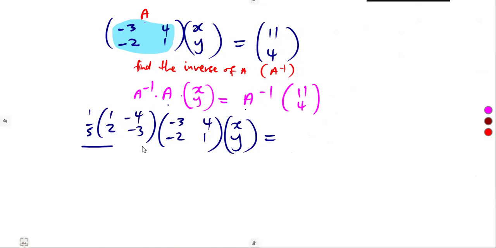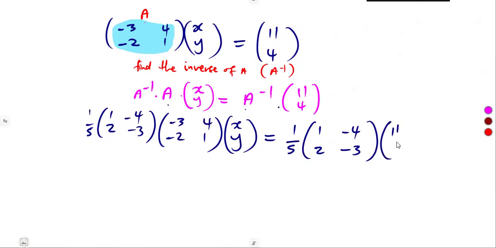Remember what you did on the left-hand side. So you take that inverse as it is, 1/5 times [1, 2; -4, -3]. We multiply it by what? By [11; 4]. So we can see that you have got the inverse here. This is the same inverse. You just multiply it on the left-hand side and also on the right-hand side.